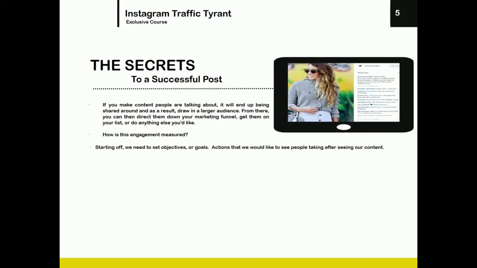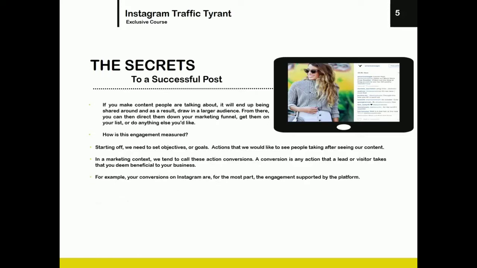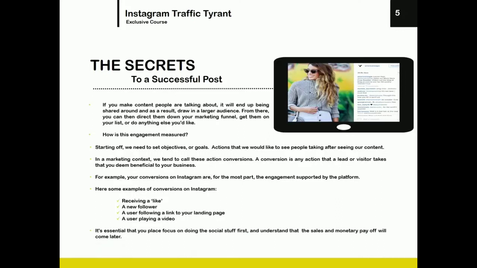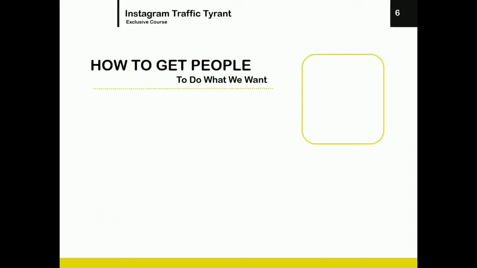Starting off, we need to set objectives or goals, actions that we would like to see people taking after seeing our content. In a marketing context, we tend to call these actions conversions. A conversion is any action that a lead or visitor takes that you deem beneficial to your business. For example, your conversions on Instagram are, for the most part, the engagement supported by the platform. Here are some examples of engagements on Instagram: receiving a like, a new follower, a user following a link to your landing page, a user playing a video. It's essential that you place focus on doing the social stuff first and understand that the sales and monetary payoff will come later.